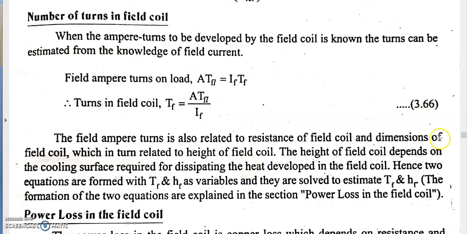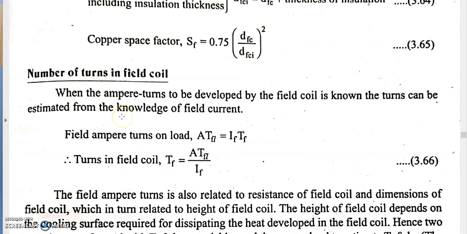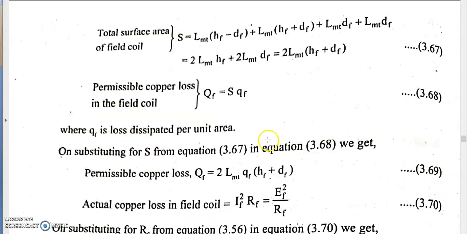So this is about the design of field coil part 2. In the next part, we will be discussing the procedure for calculating TF and HF. Two equations we will be getting to derive to solve for HF and TF.